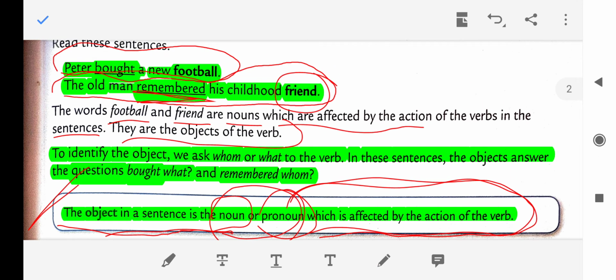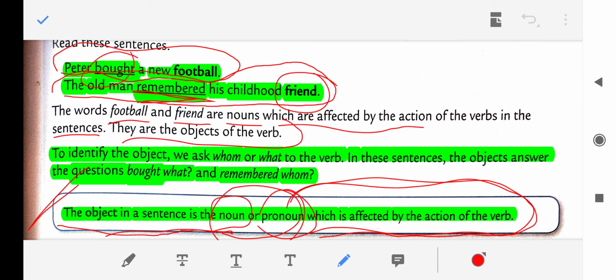Okay, Peter bought a football. What did Peter do? He bought a football. And by Peter's buying the football, who got affected? The football got affected. So, football is the object of the verb.